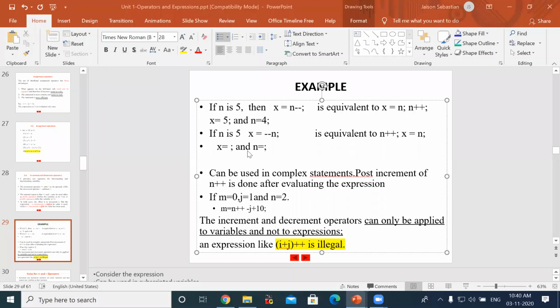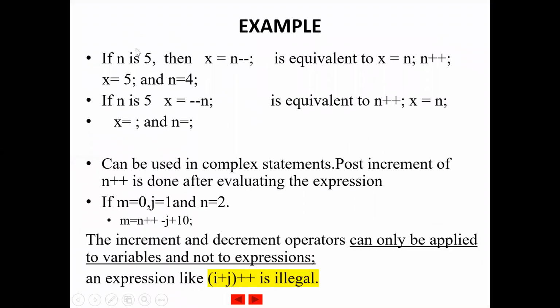Nirma, can you tell me what is the answer for x and n? Can you see the PPT? When I am using a prefix operator or prefix decrement, n value is 5. What will happen now? x equal to minus minus n. This question I'm asking. What is the value of n? N value is 5. So what will happen first?